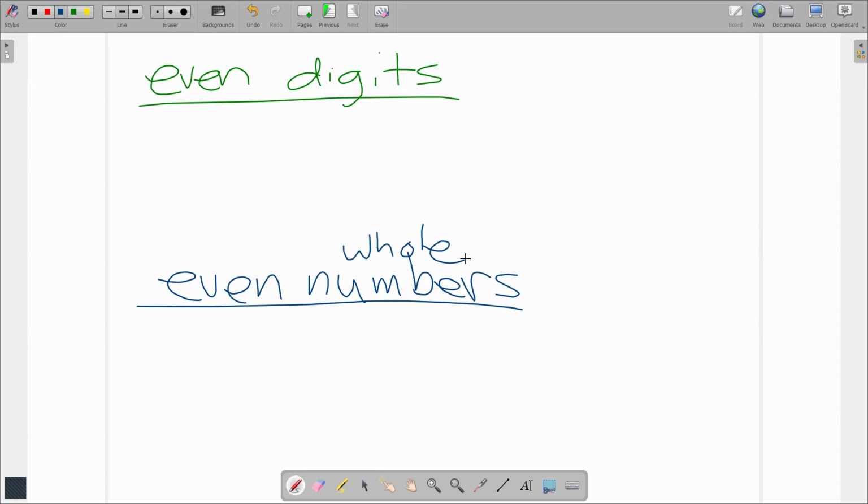It goes into it equally. What goes into it equally? 2. 2 goes into it equally, yeah. If 2 goes into a number with no remainder, it's called even. That's how we say even.